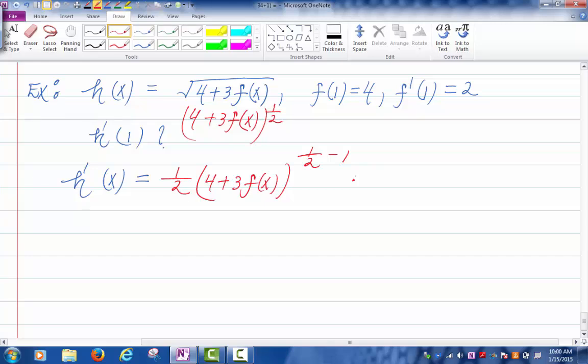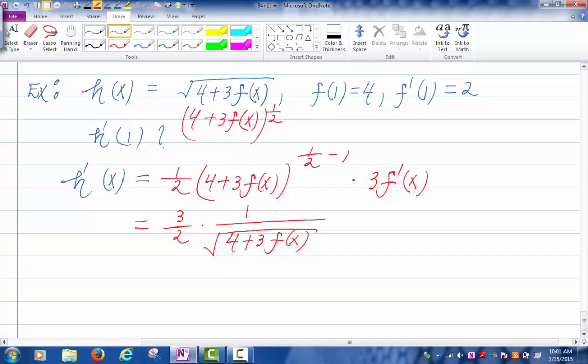What's the derivative of the quantity inside the parenthesis? The derivative of 4 is 0, and the derivative of 3 times f of x is just 3f prime of x. You don't have a formula for f, so you just write f prime. Before I plug in 1, let me simplify. I get 3 half f prime of x over the root of 4 plus 3 f of x. Half minus 1 is a negative half, so you put it in the denominator as a positive exponent half, and that's the same as the root.